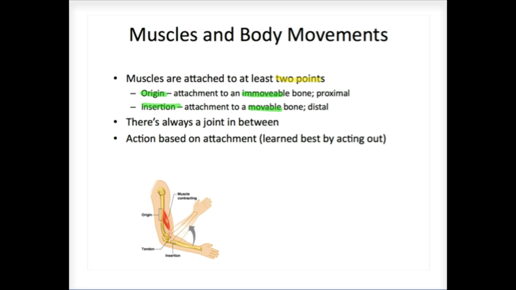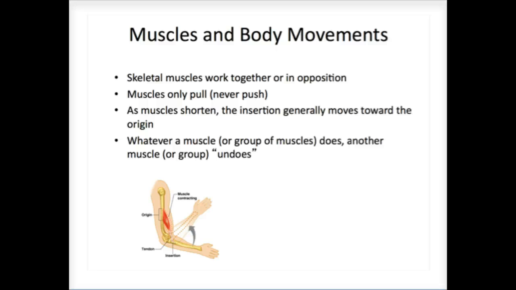That means, generally speaking, we have an area of the muscle that stays stationary, and then the other part of the arm, the movable portion, moves towards it. So you're always bringing your insertion towards the origin. And as we discussed and found out, there always has to be a joint in between. And this is why we did the lab, because you learn all of the actions best by actually acting them out.